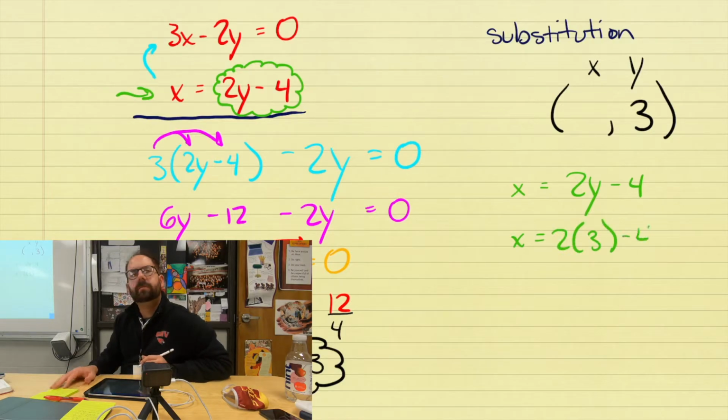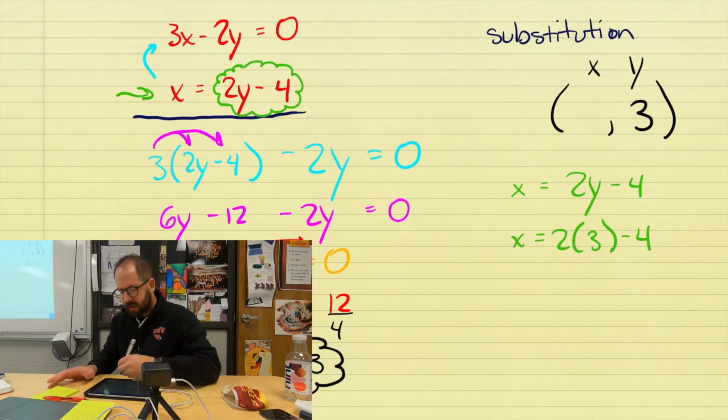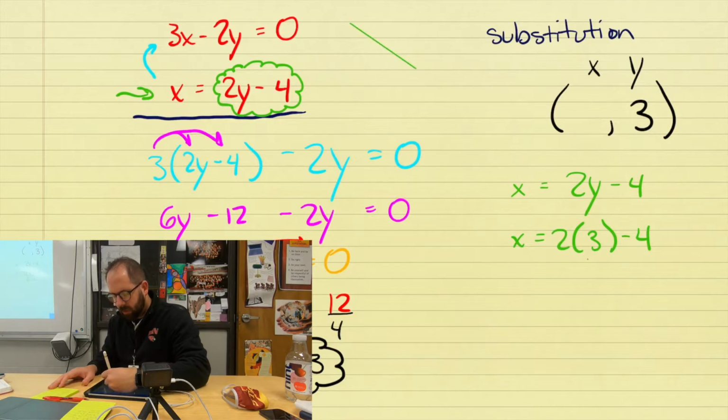And then I'm going to solve. So this ends up being 6 minus 4, and what does my x equal? 2. Done.